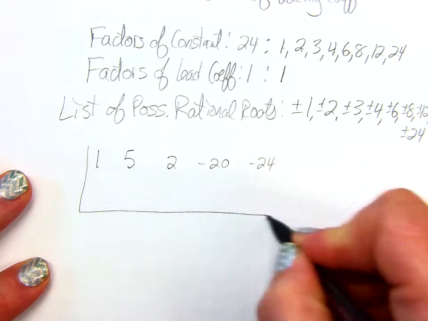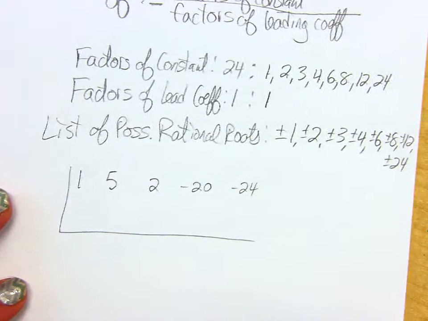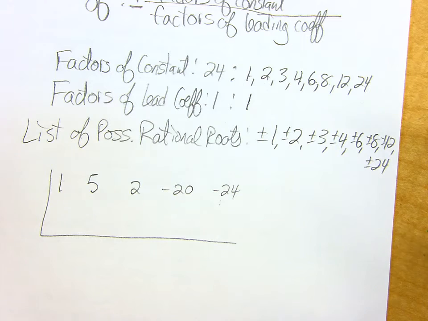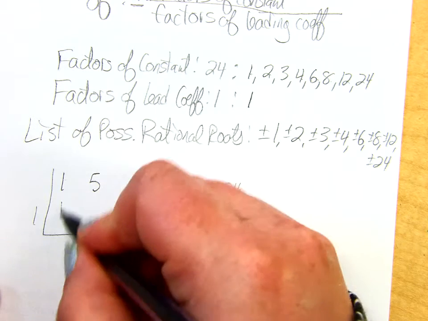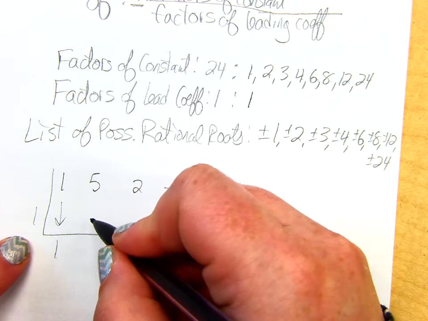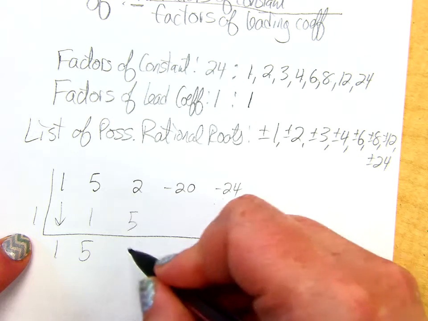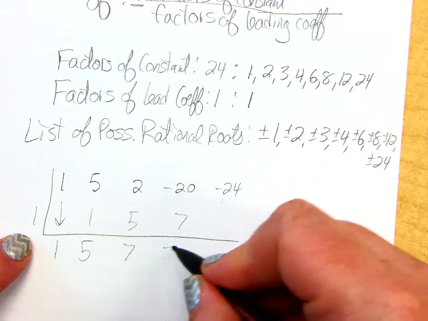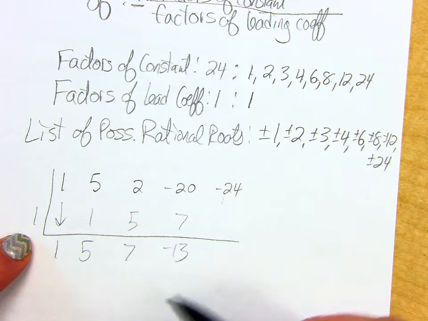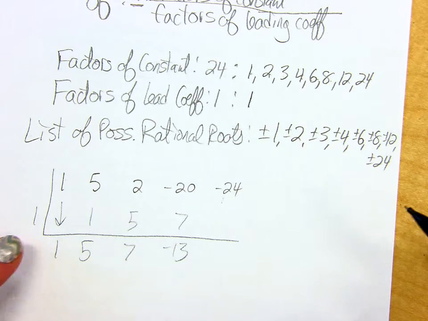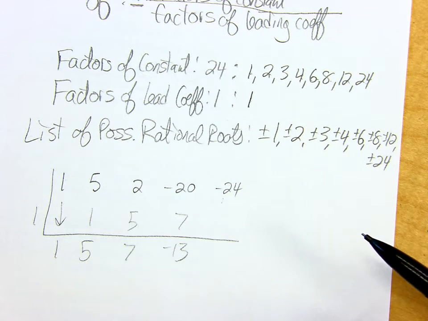Basically what I need to do is plug in these numbers, and it doesn't matter what order you go in, you're just trying to find the first one that works. So I'm going to plug in 1 and see if 1 gets me a remainder of 0. As soon as I realize a number is not going to give me a remainder of 0, I stop. I'm not even going to finish because I know it's not going to work. I keep going until I find one that works.